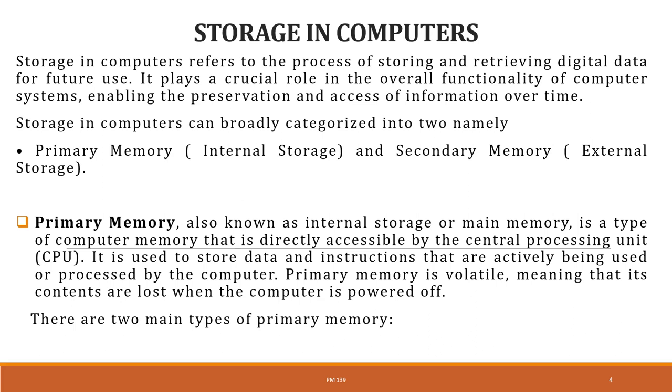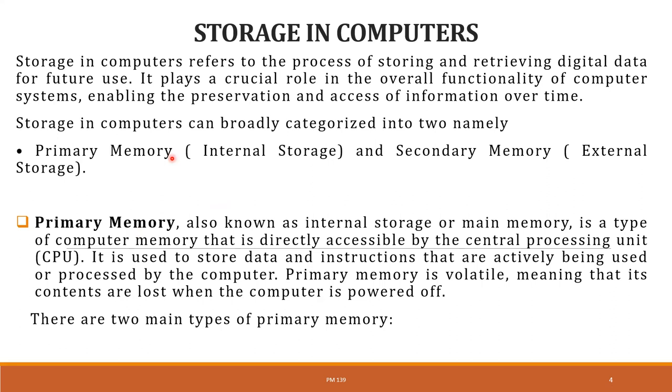Storage in computers can broadly be categorized into two main areas: the primary storage and the secondary storage. When we hear of primary storage, it's the same as talking about internal storage. And secondary storage is the same as external storage. So let's talk about each one of them, starting with the primary storage or internal storage.